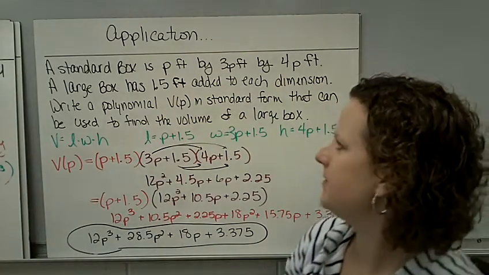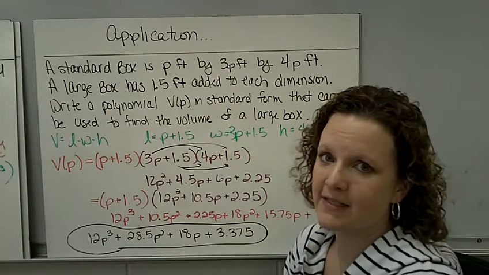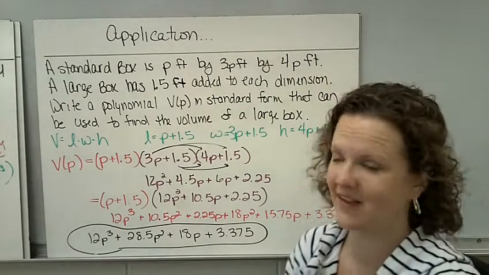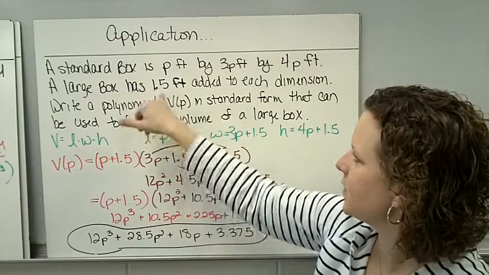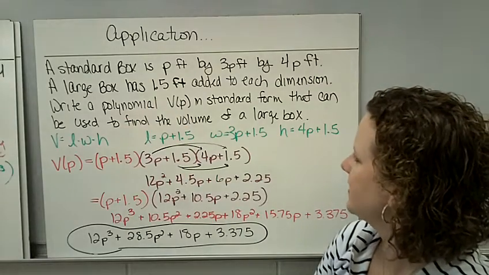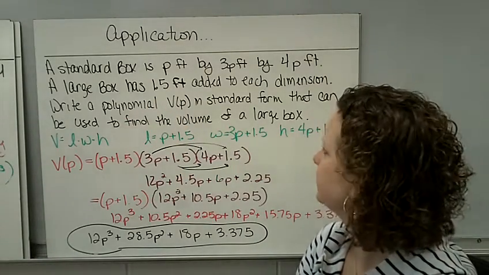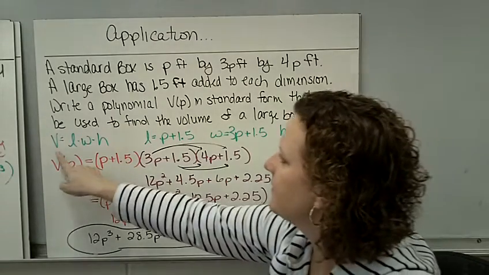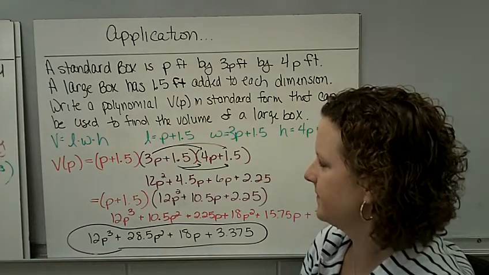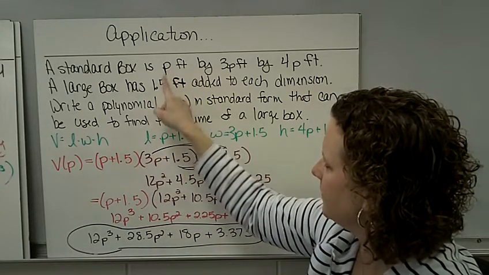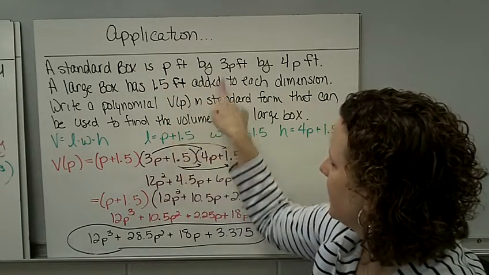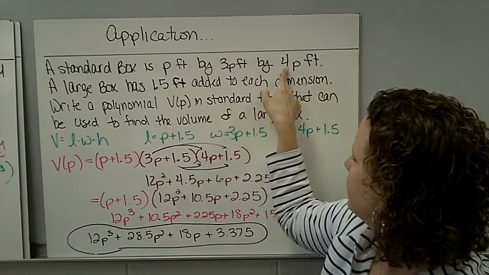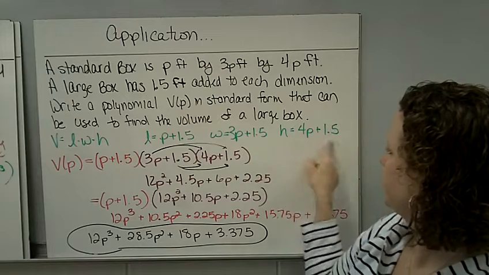Let's try an application problem. A standard box is p feet by 3p feet by 4p feet. A large box has 1.5 feet added to each dimension. Write a polynomial in standard form that can be used to find the volume of the large box. Volume is length times width times height. Okay, the length, p plus 1.5. The width, 3p plus 1.5. And the height, 4p plus 1.5.